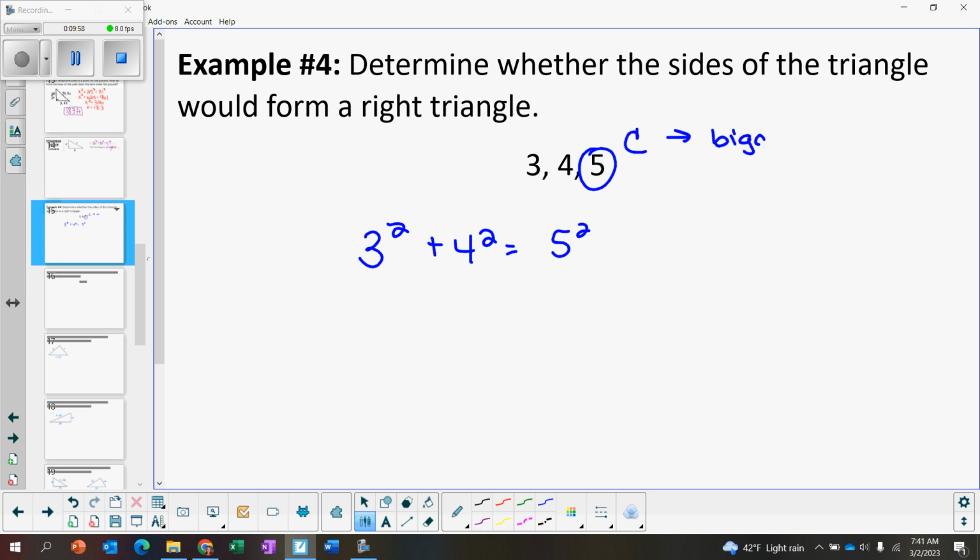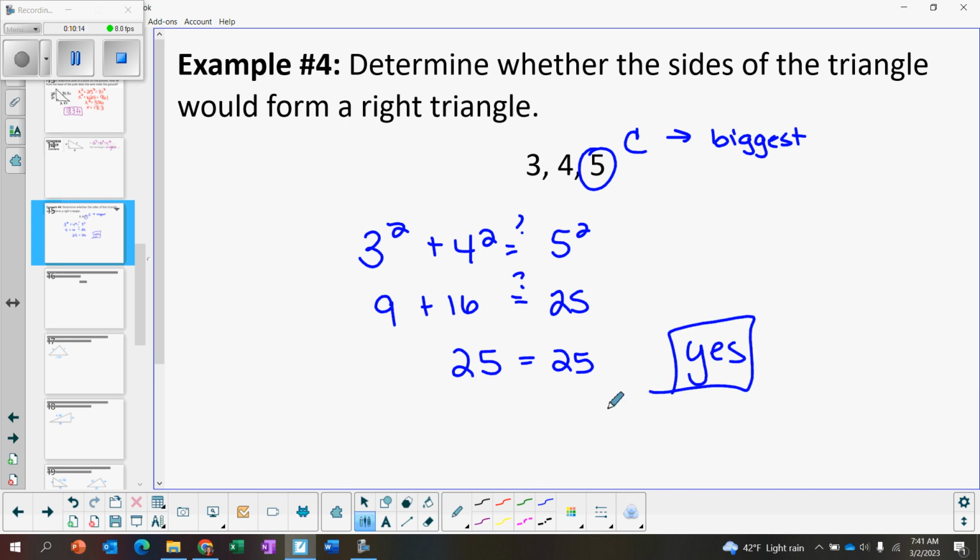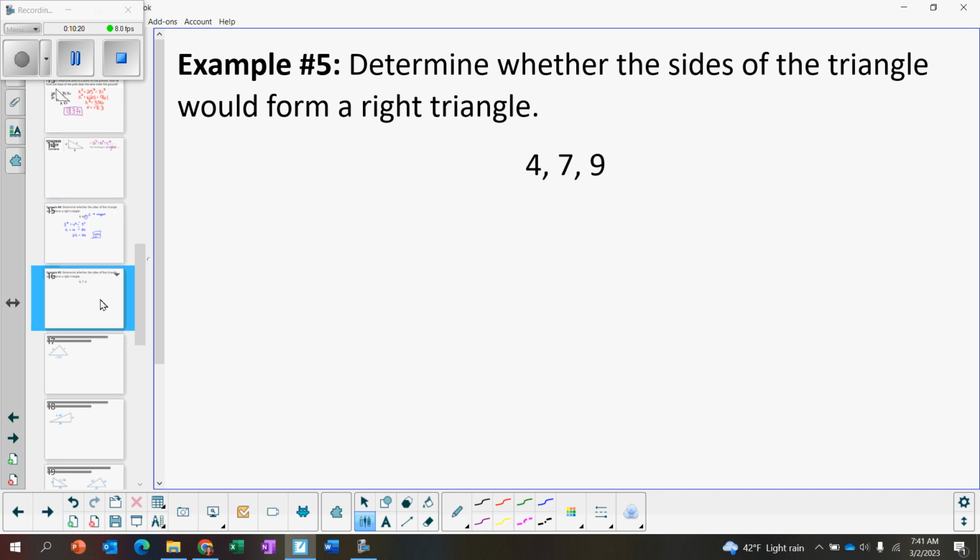So I'm going to get 9 plus... So that answer is yes. Both sides did form a right triangle. All right, let's try another one.